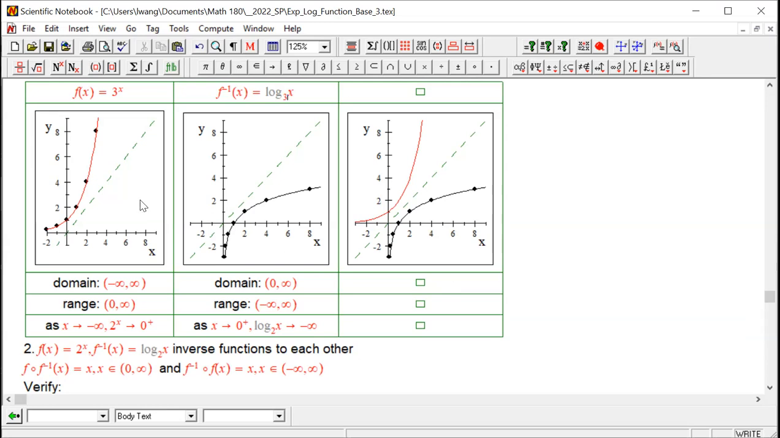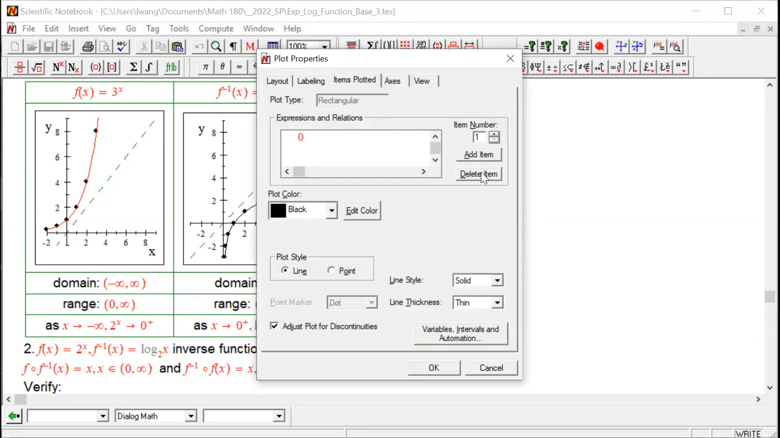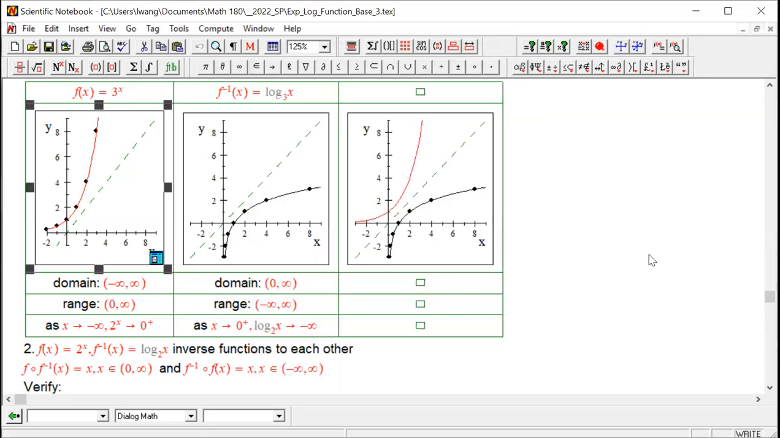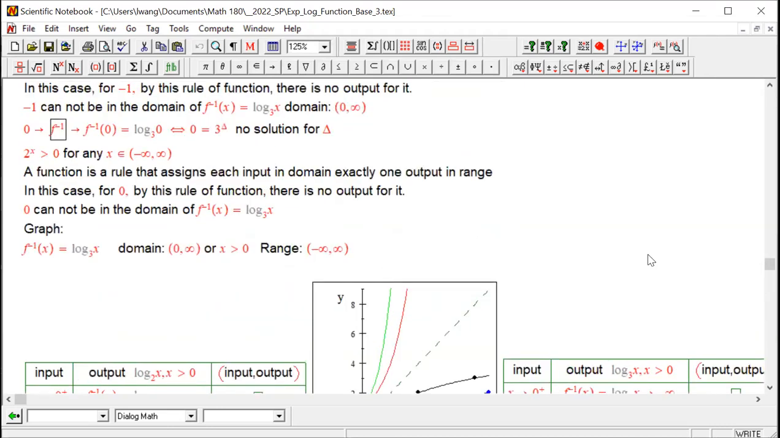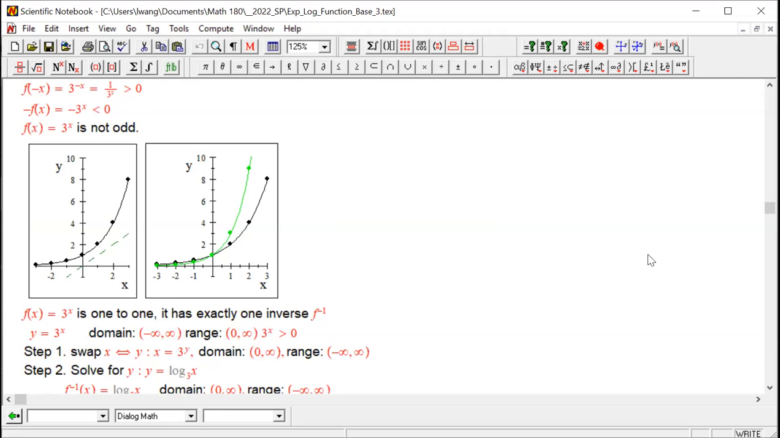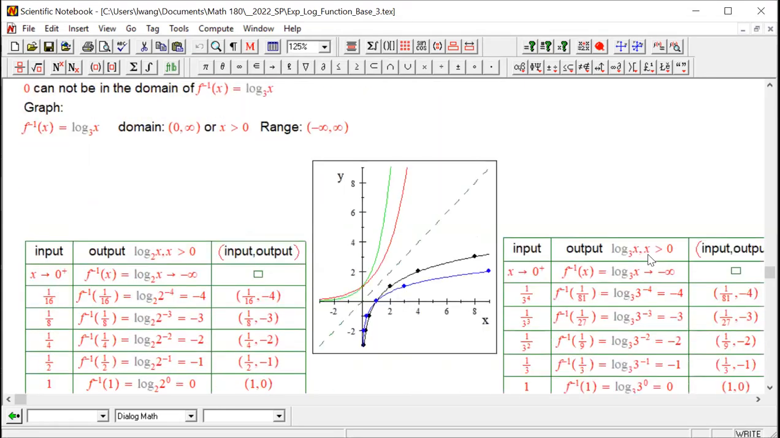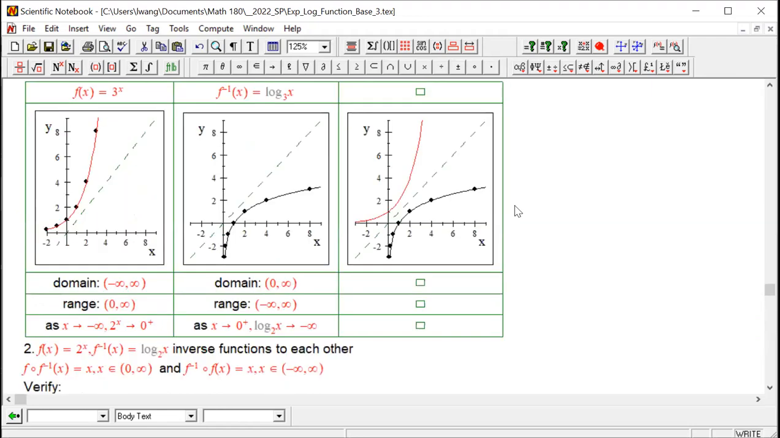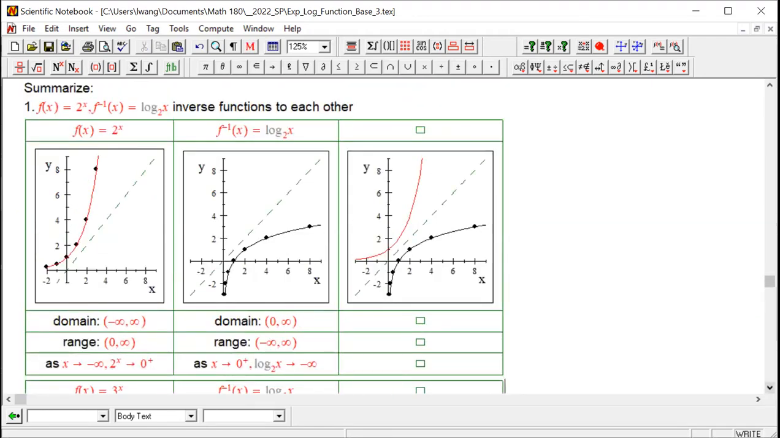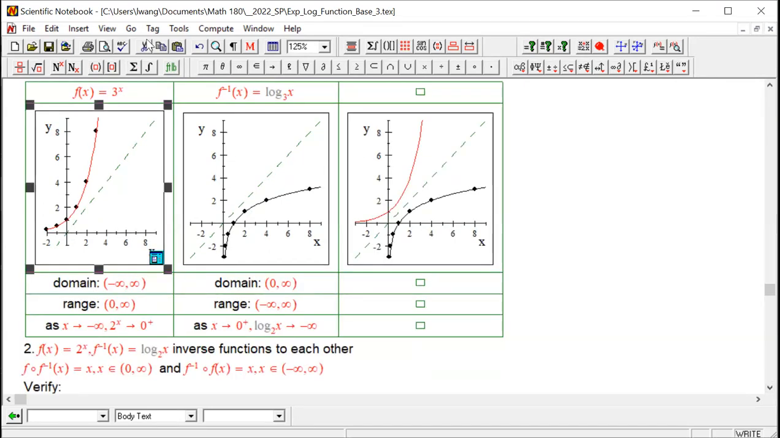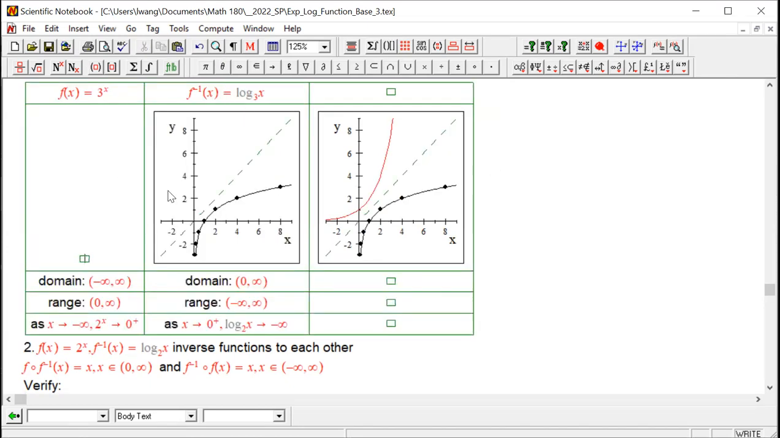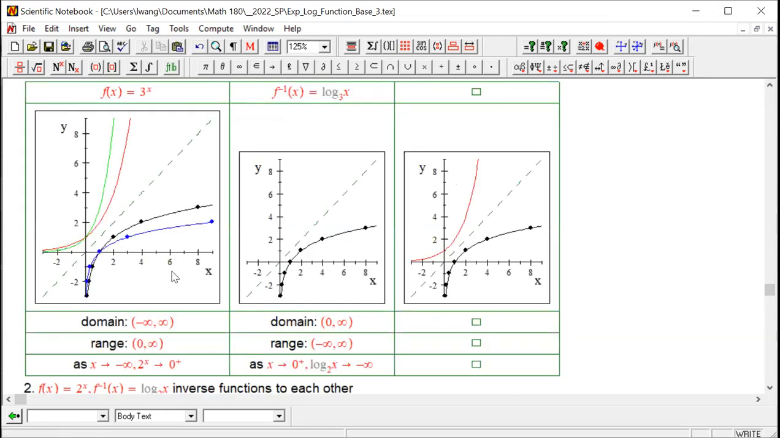Where's my... you know what, I'm just going to redo that whole picture. See if I can copy from before. 3 to the power x. Let's see how to do this better. Never mind, just take this one. Take this one for our summary. So this is going to be placed here. There, that should do it, right?